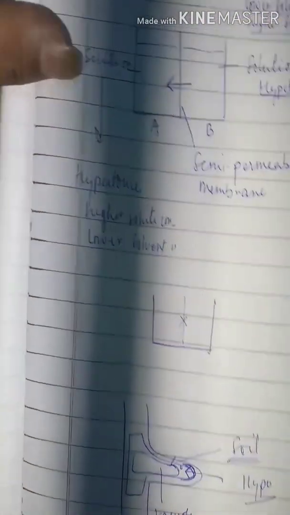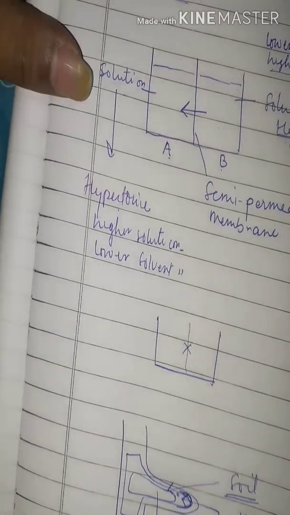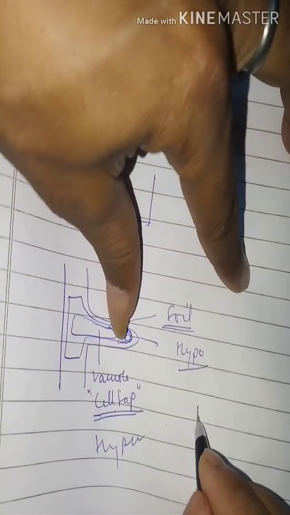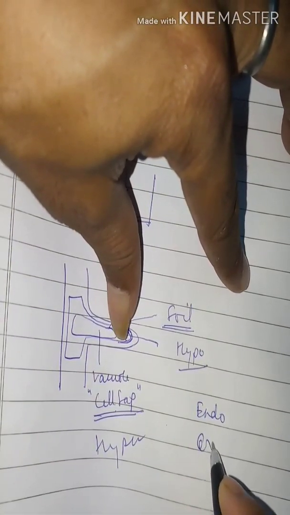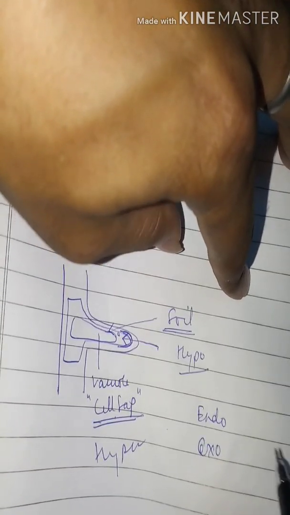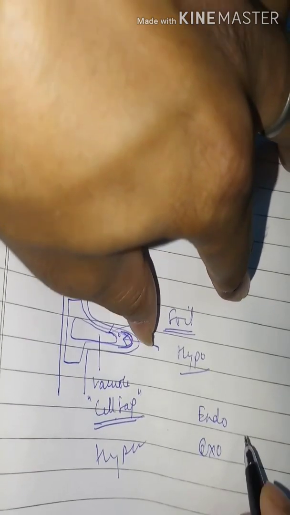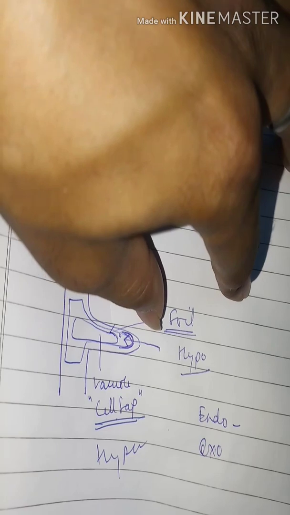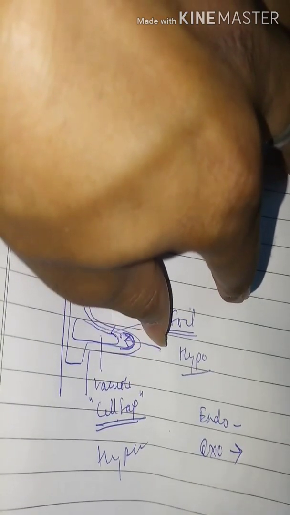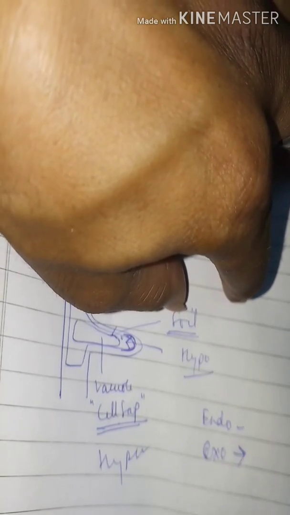Now this osmosis may be endo or exo. Endo means it is the inward movement of water from the surrounding to the cell, and exo is the outward movement of water from the cell to the outside. Clear?